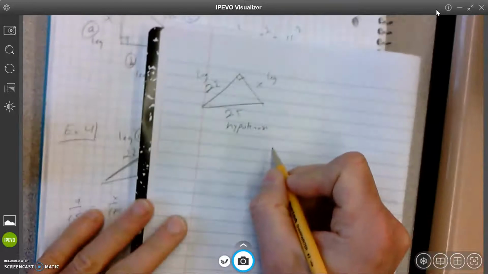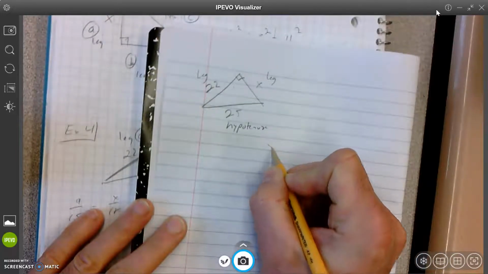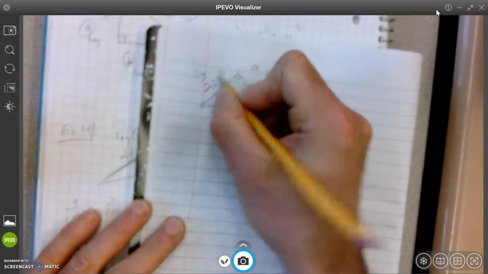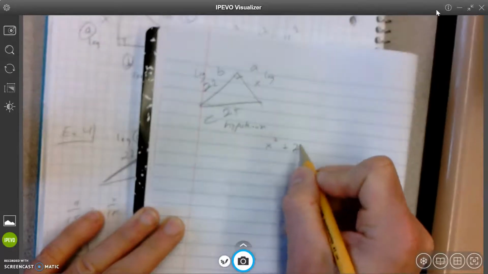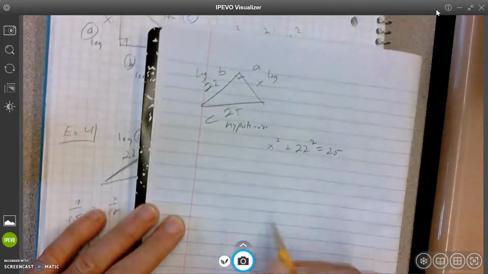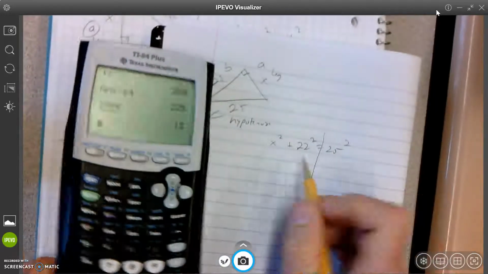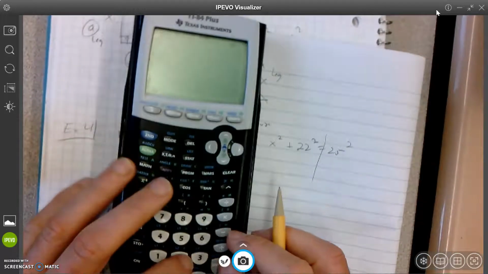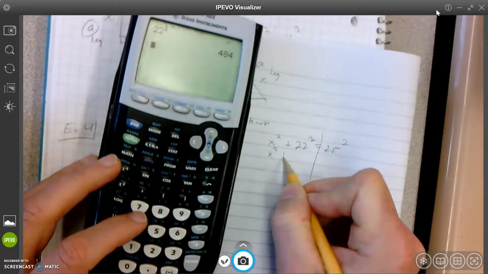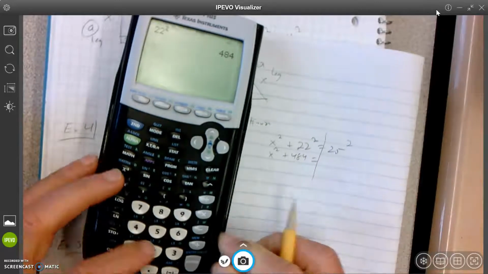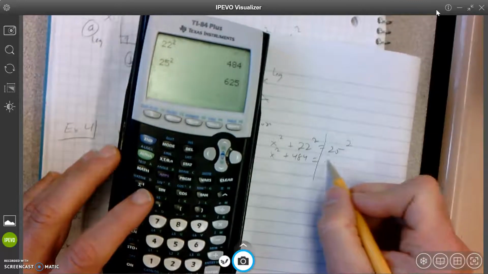Okay, now I'm going to pick up where I left off. I didn't look at the whole thing, just looked at it for a little hint. So it's x squared, this is like A, this is B, this is C. Okay. X squared plus 22 squared equals 25 squared. So 22 squared is 484. 25 squared is 625.